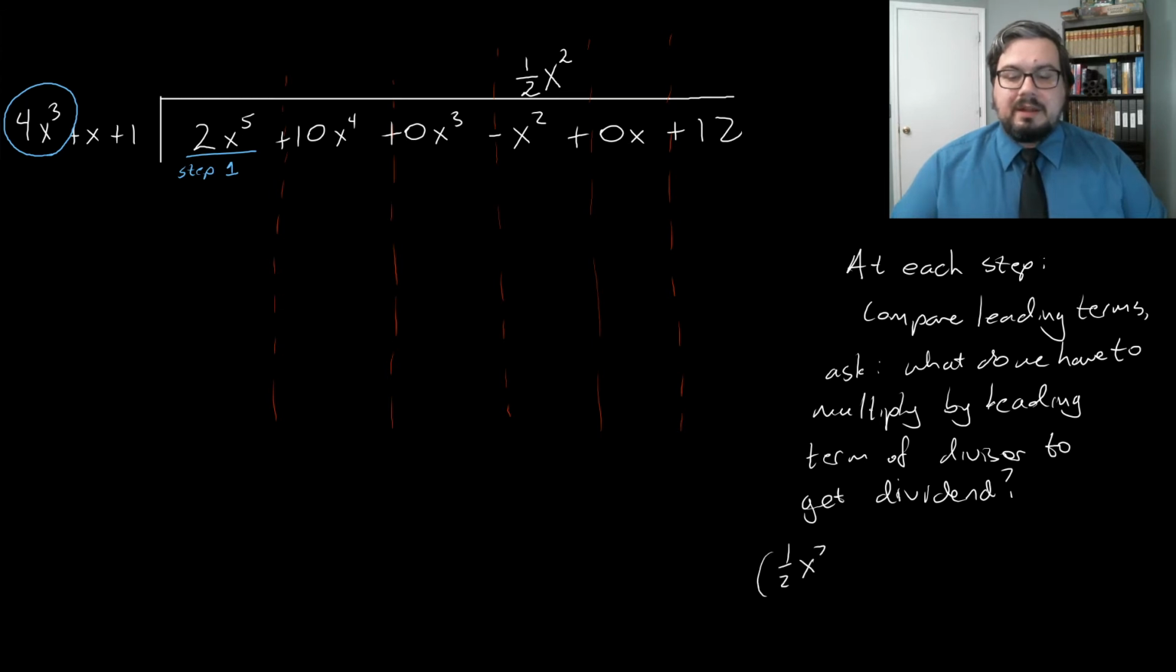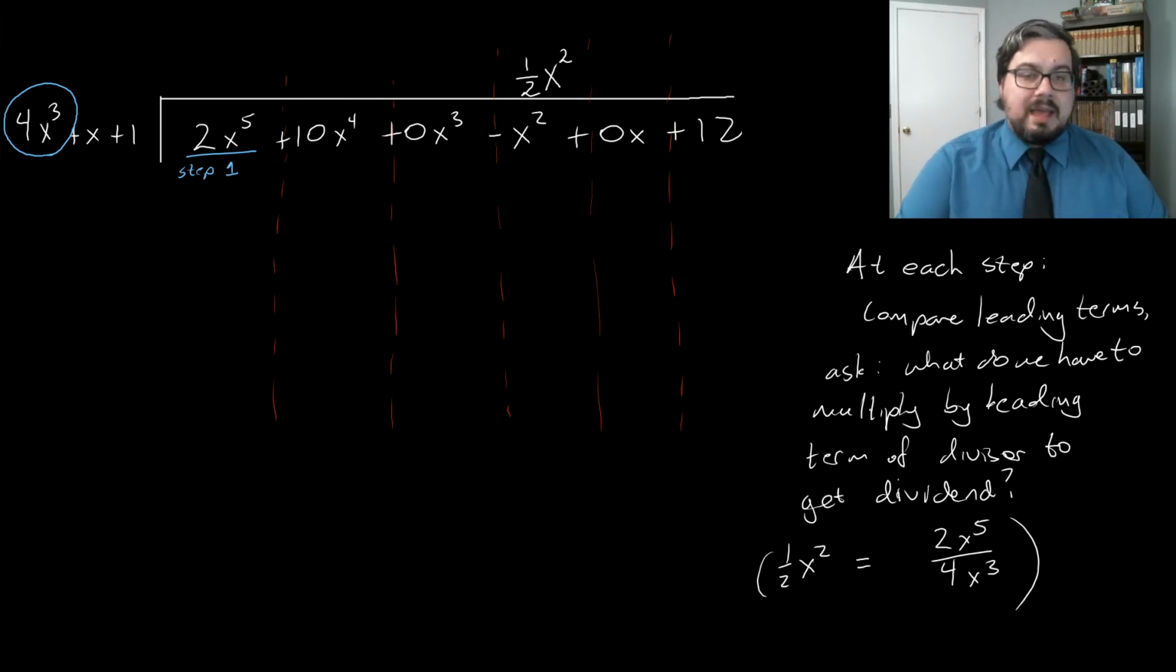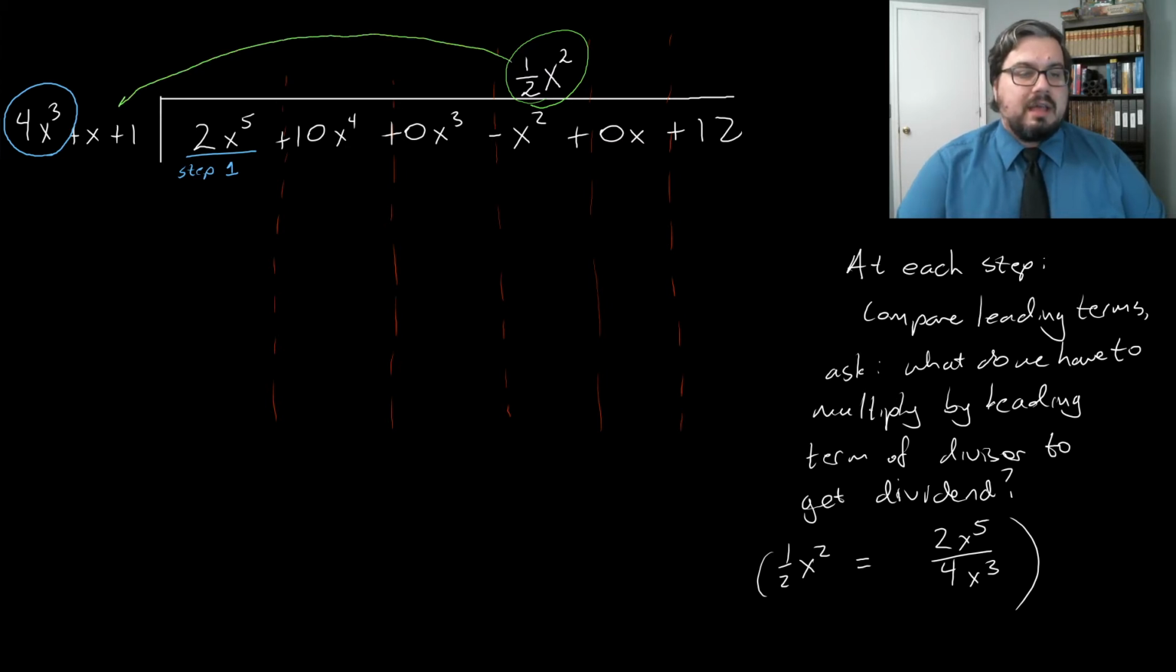So we get 1/2 x squared, and that's because that's what you get when you divide just the 2 leading terms together. So 1/2 x squared is going to be the first term in our quotient. Next, we need to take the term we just wrote down in our quotient, multiply by our divisor, and write that down underneath the dividend.